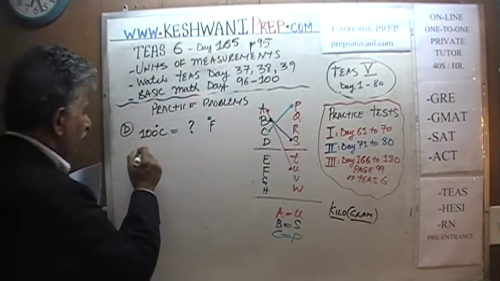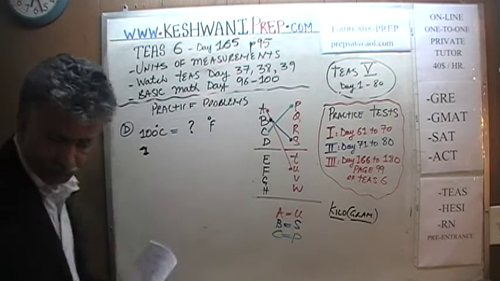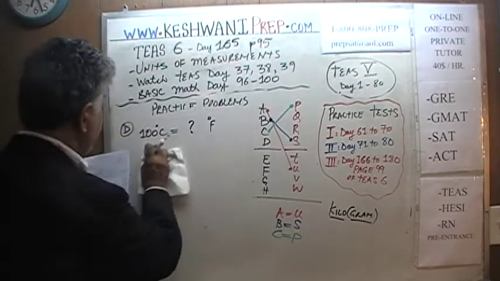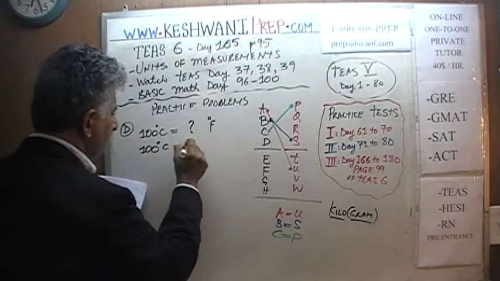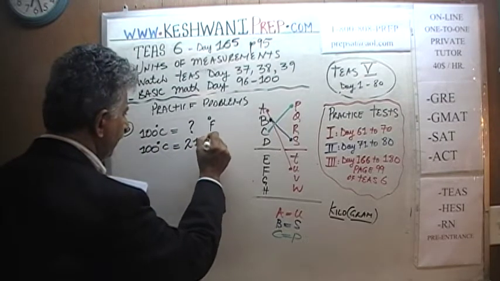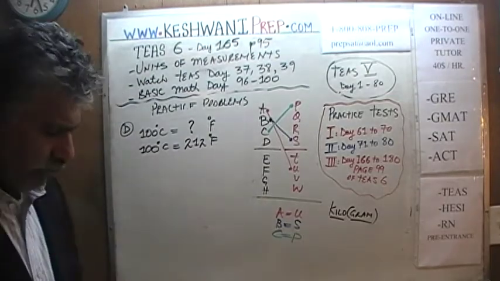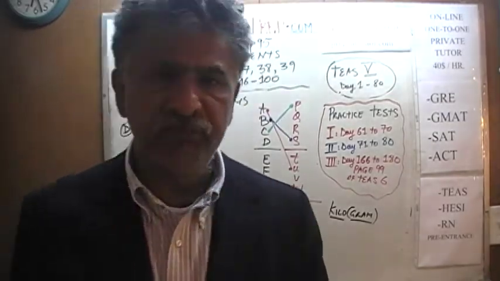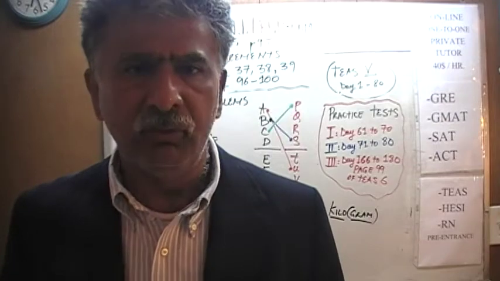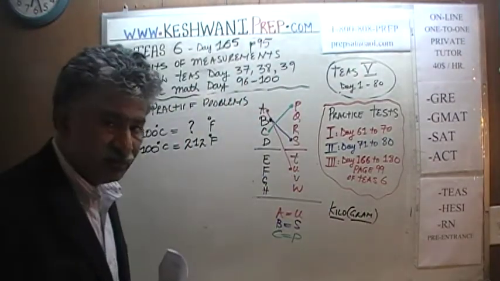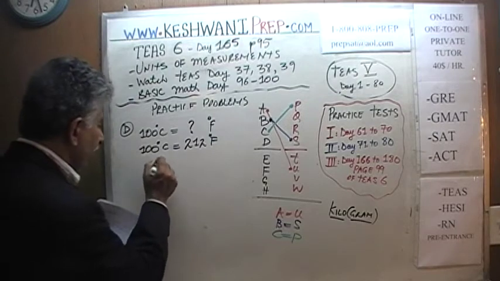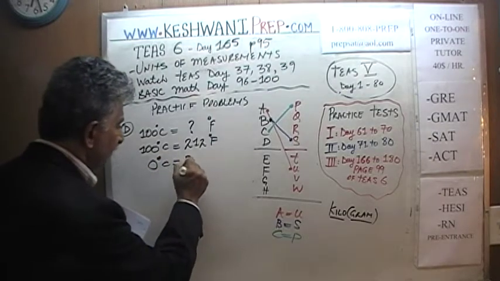We know that 100 centigrade is 212 Fahrenheit. And again, how do we know that? Well, we just do. This is something we must know. You should also know that when you say there's 30 degrees outside, well, 30 degrees is actually 0 degrees centigrade, and 0 degrees centigrade is actually 32 Fahrenheit.